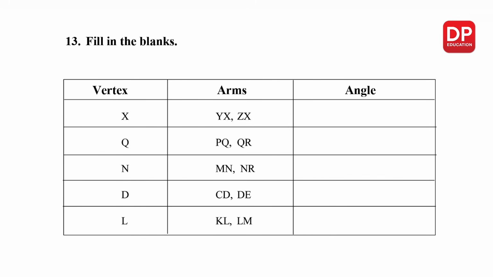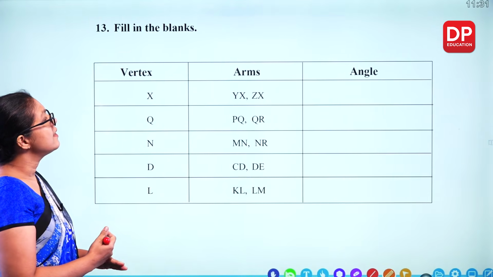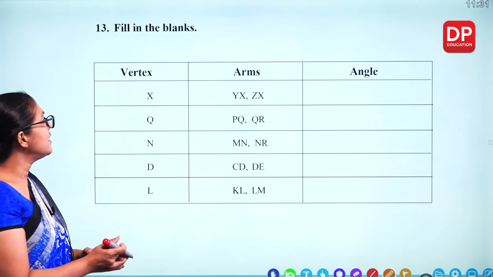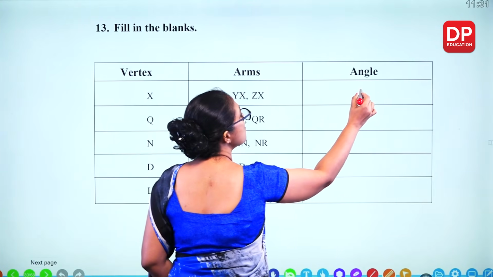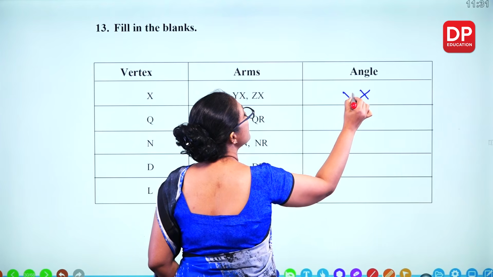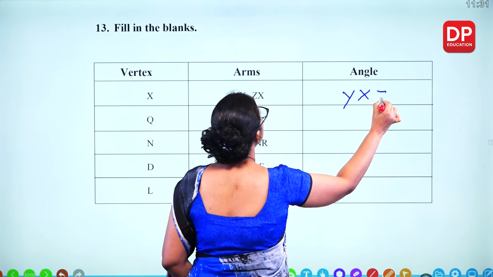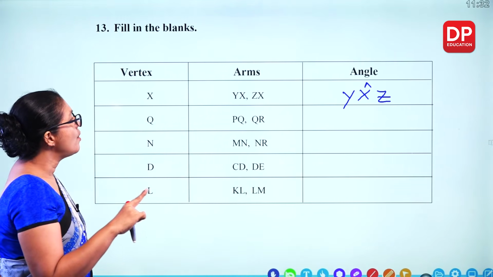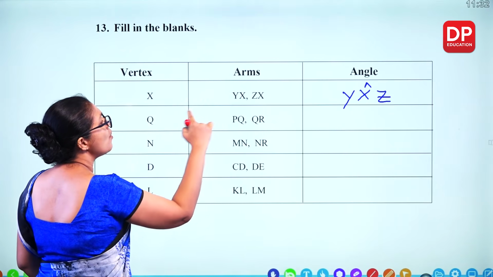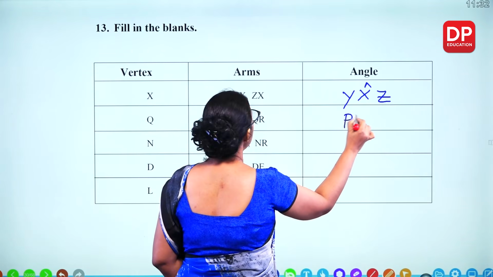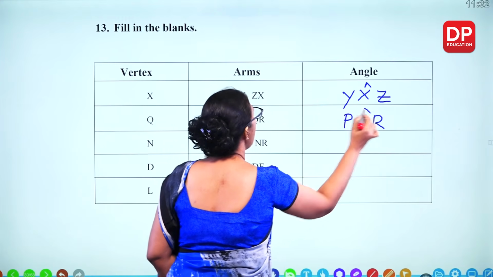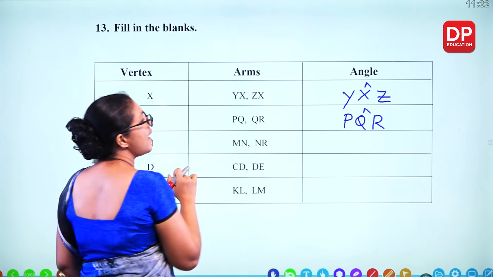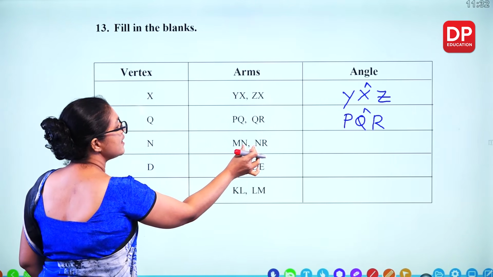Fill in the blanks. If the vertex is X and the two arms are YX and ZX, what's the angle? Angle always comes with the vertex. So you can label it YXZ angle. If the vertex is Q and the arms are PQ, QR, you can say PQR angle. So look at the middle letter, it comes as the angle. So what's the angle here?